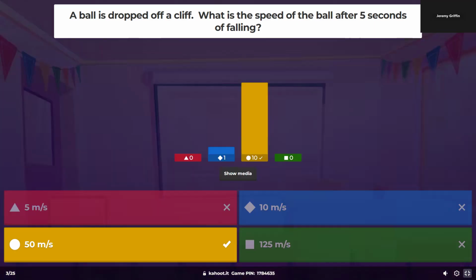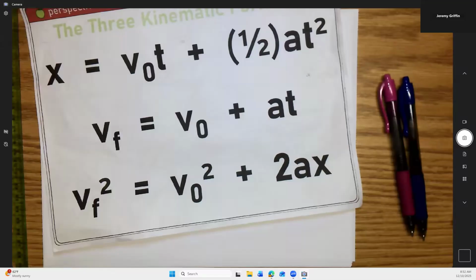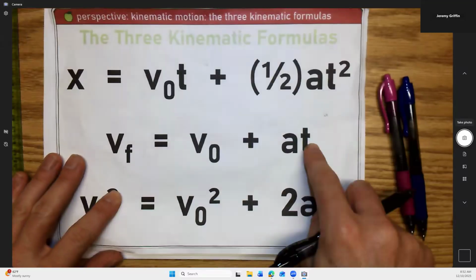All right. So, do you guys pick that second kinematic formula? This one right here.